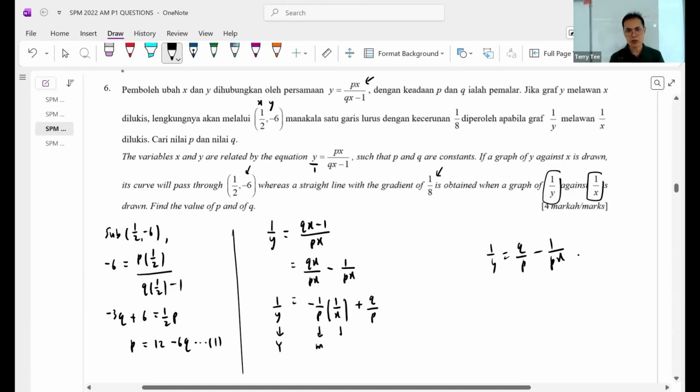No marks is given for drawing all this arrow. But I'm just telling you, you need to separate your m and your x, and you always have to put your C at the back. Yeah, that is important. Arrow not important.